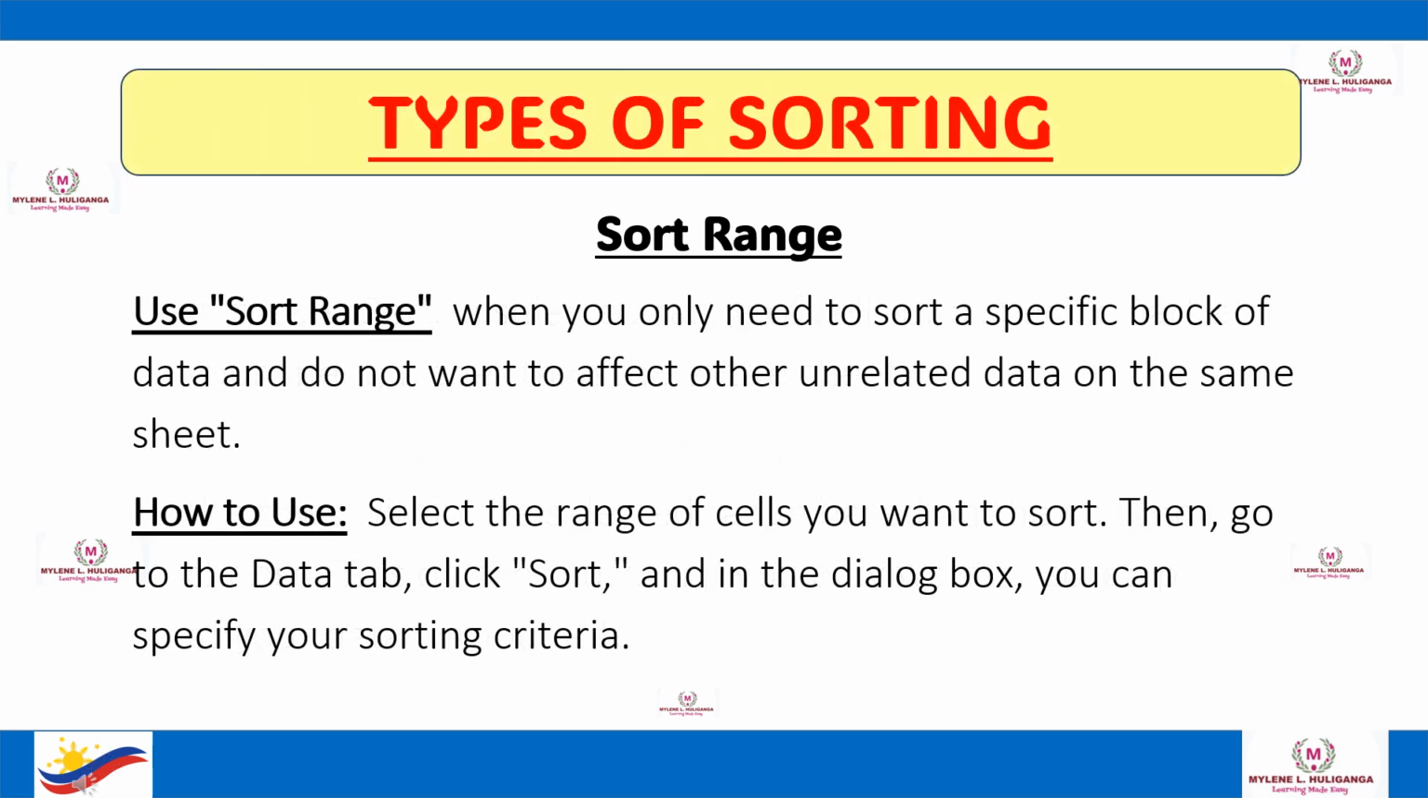Use sort range when you only need to sort a specific block of data and do not want to affect other unrelated data on the same sheet. How to use: select the range of cells you want to sort. Then, go to the Data tab, click Sort, and in the dialog box, you can specify your sorting criteria.